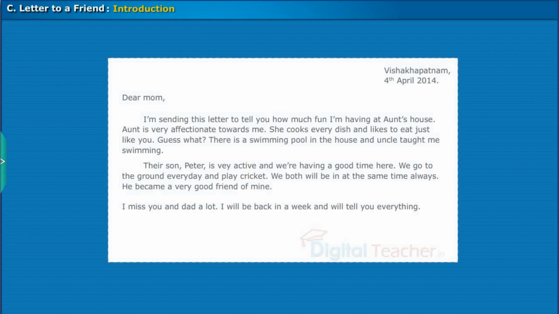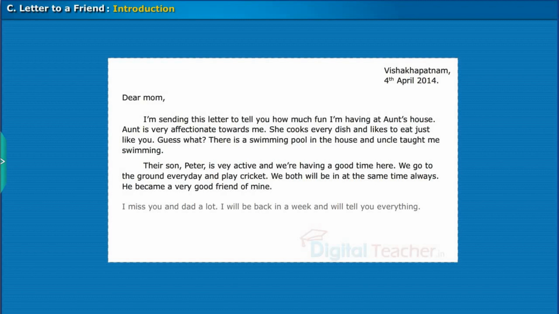Here is an informal letter from a son to his mother. Observe it for better understanding. Dear Mom, I'm sending this letter to tell you how much fun I'm having at Aunt's house. Aunt is very affectionate towards me. She cooks every dish and likes to eat just like you. Guess what? There is a swimming pool in the house and Uncle taught me swimming. Their son Peter is very active and we are having a good time here.